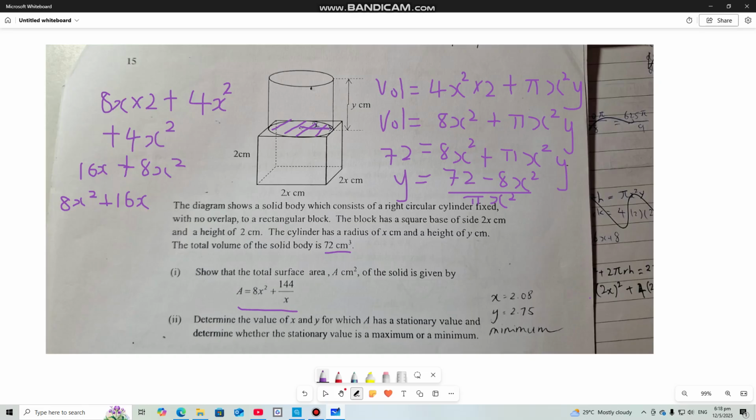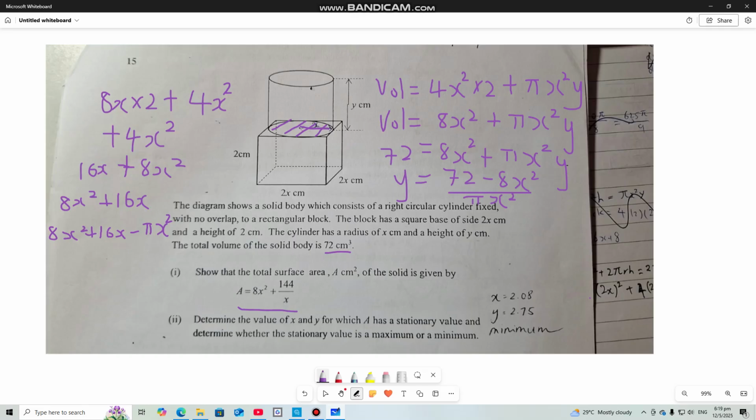So that will be 8x squared plus 16x, minus the area of the circle, which is actually pi r squared. So that will be, of course, minus, be careful, that will be pi r squared, pi x squared. Alright, this is what we have.